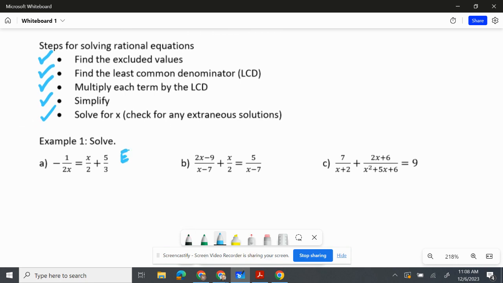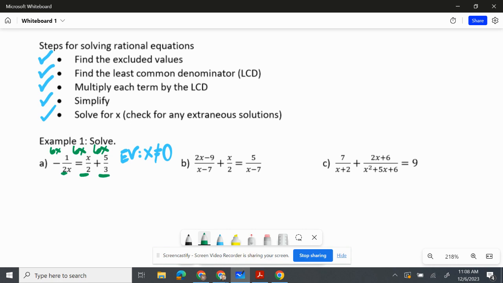So looking at the first one, what we're going to do is find our excluded values, and for the excluded values, it's always what gives us 0 for the denominator. So in this case, x cannot equal 0. Then we're going to look at each of our denominators, and we're going to find a common denominator. In this case, it would be 6x. So we're multiplying each of them by 6x.